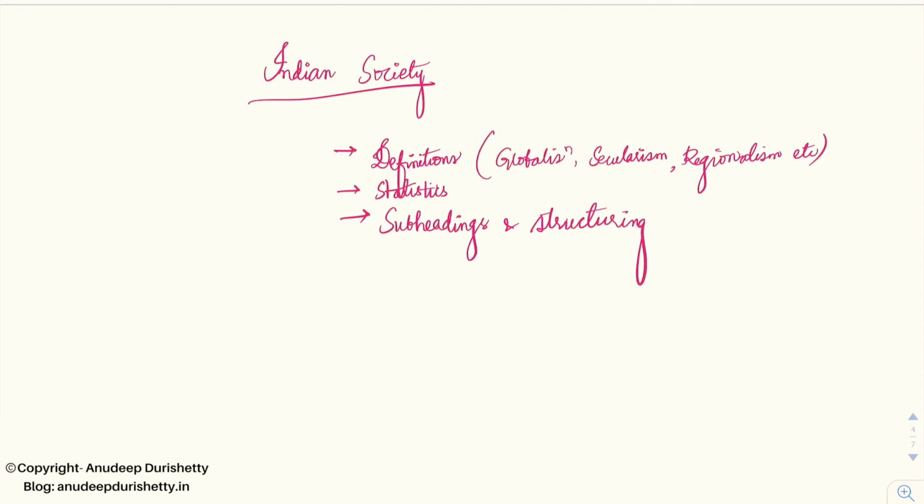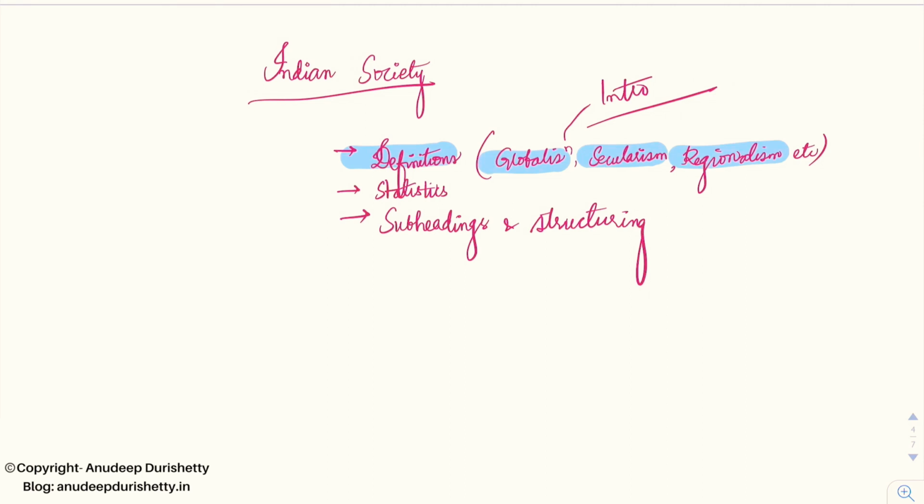First, prepare definitions of all the terms that are mentioned in the syllabus under this section, such as globalization, secularism, regionalism, etc. These definitions would usually form the introduction to your answers. For example, if there is a question on secularism, your introduction should start with a definition such as secularism means separation of religion from the state and its politics. It treats religion as a private personal affair.